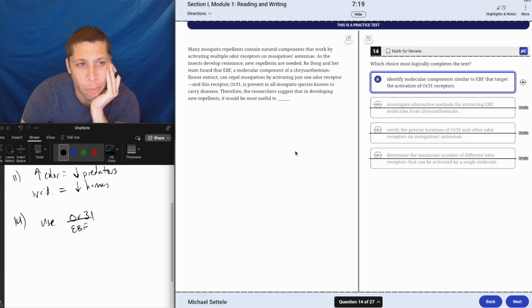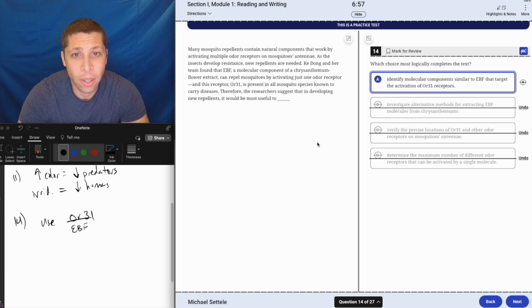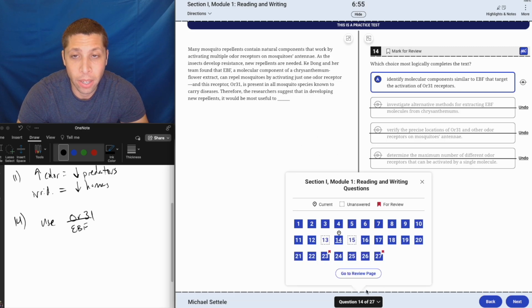Identify molecular components similar to EBF that target the activation. Right? Because OR31 is really good, and we need to have multiple things because the insects develop resistance. So you need ones that are like EBF because they target something really good, but you need alternatives because they get resistant. So, okay, I guess that makes sense.